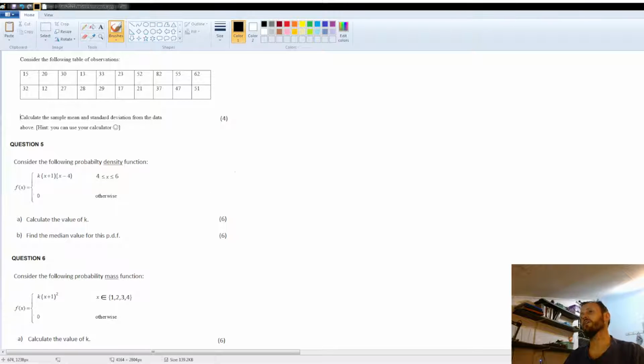Calculate the value of k. So here's the crux of the matter. Whenever you are asked to calculate values for a probability density function or probability mass function, it's called normalizing. This comes up a lot. They ask you to calculate the values of a variable for a probability density function or a probability mass function. It's called normalizing. And what you are doing is making this value k whatever it needs to be so that the probability density function is a valid density function.